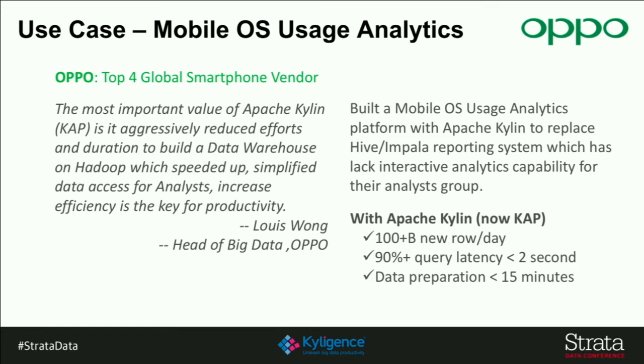So they built a data warehouse on top of Hadoop using Apache Kylin, and today they are replacing it with our enterprise version. This is from Luis, my friend, head of the big data department, and the comment is really great. The thing is, they do not need to hire many people who are good at Spark or something. They have a very big analyst group, and today using this platform, they can enable them to do the analytics by themselves and reduce the data warehouse build duration and effort very much. So that is why they say efficiency is productivity.